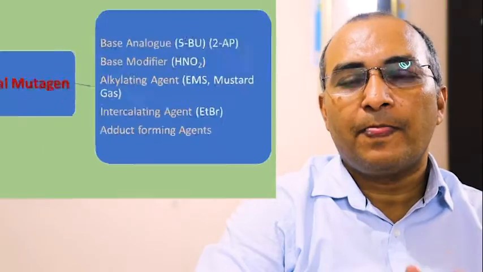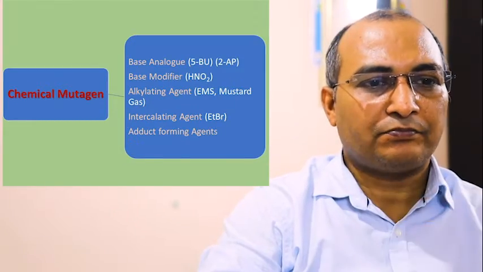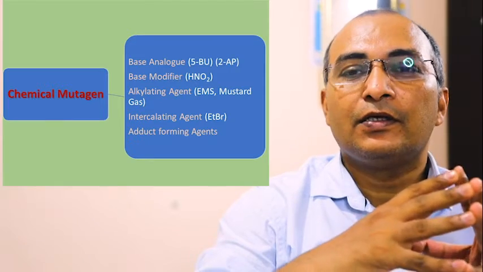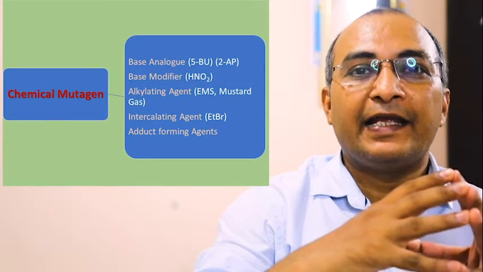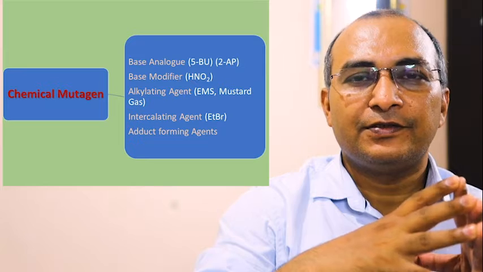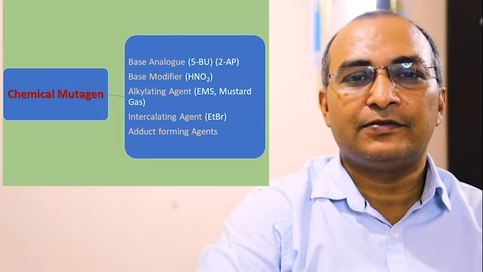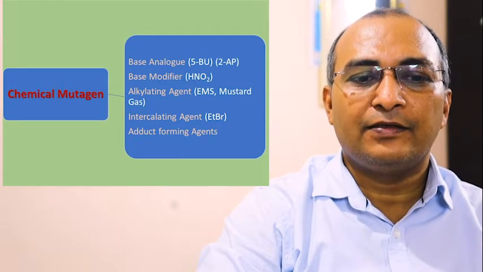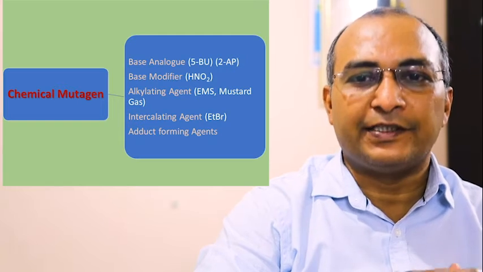Among this category, subgroups of chemicals have been classified as per their effect. They are called base analogs, alkylating agents, intercalating agents, and adduct forming agents.